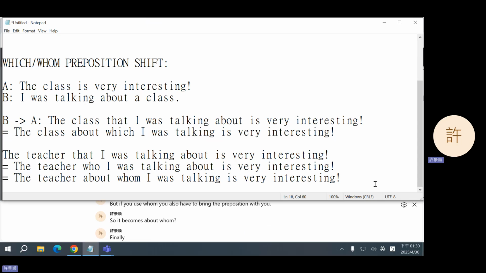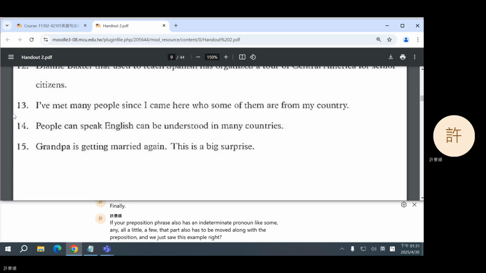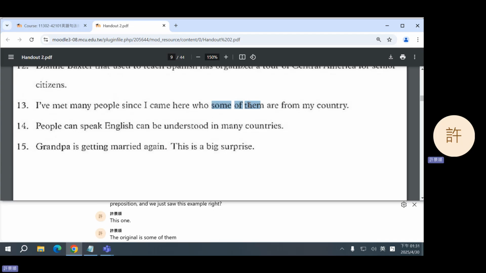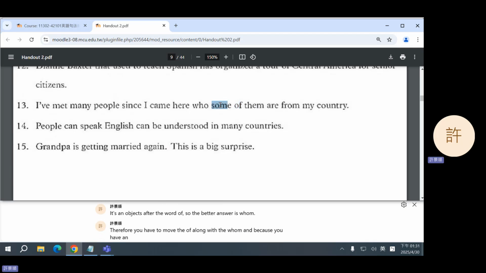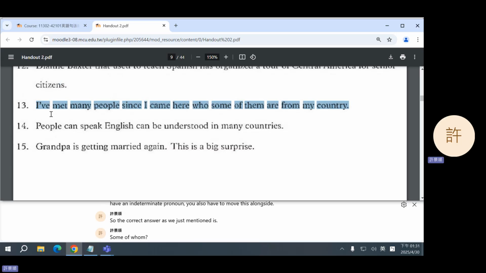Finally, if your preposition phrase also has an indeterminate pronoun like some, any, all, a little, a few, that part also has to be moved along with the preposition. And we just saw this example, right? This one. The original is "some of them," but "them" becomes "who." It's an object after the word "of," so the better answer is "whom." Therefore, you have to move the "of" along with the "whom." And because you have an indeterminate pronoun, you also have to move this alongside. So the correct answer, as we just mentioned, is "some of whom." Let me just write that out for you.